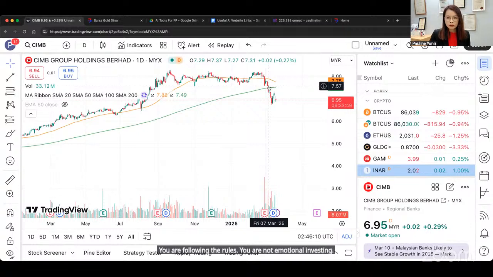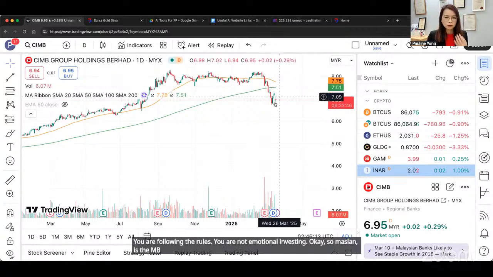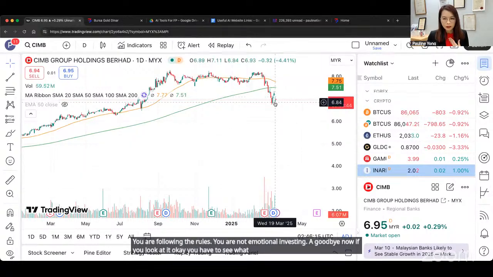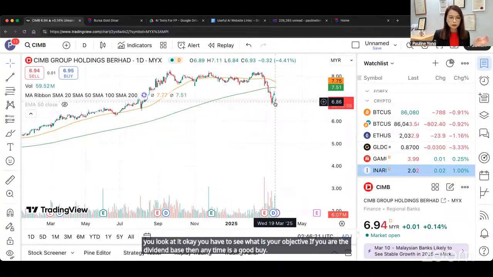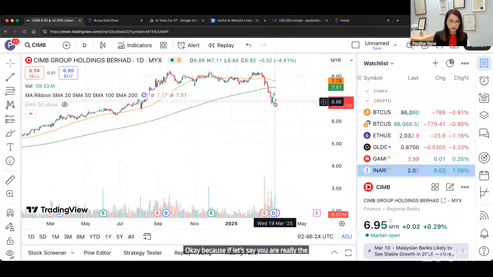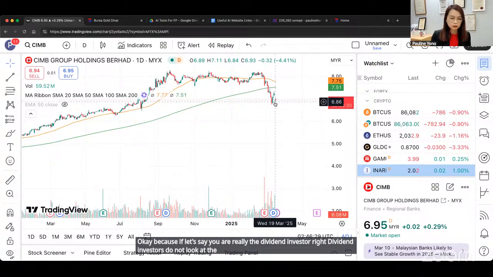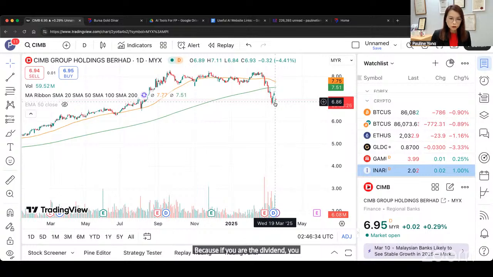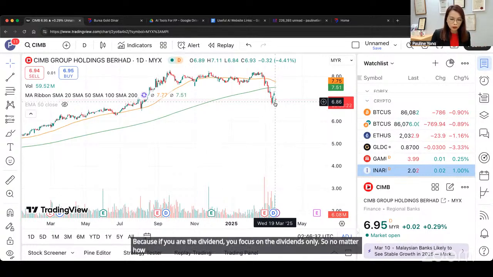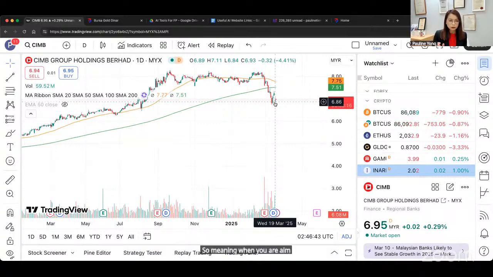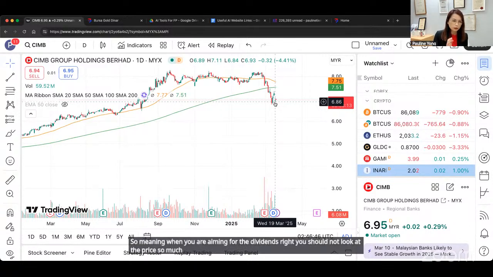Okay. So, is CIMB a good buy now? You have to see what your objective is. If you are dividend based, then anytime is a good buy. Because if you are really a dividend investor, you do not look at the price fluctuation all the time. You focus on the dividends only, so no matter how the price moves, you are not affected. You should not look at the price so much, and anytime is a good time. You just have to buy in stages.